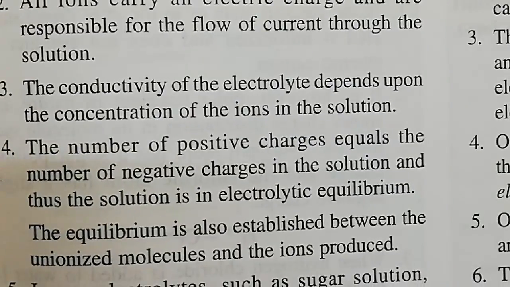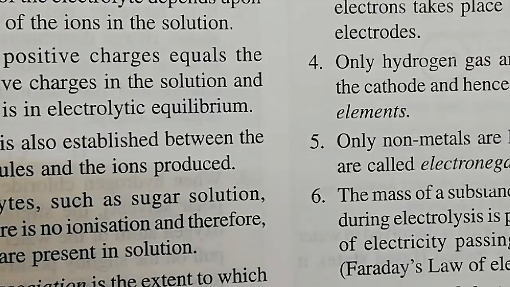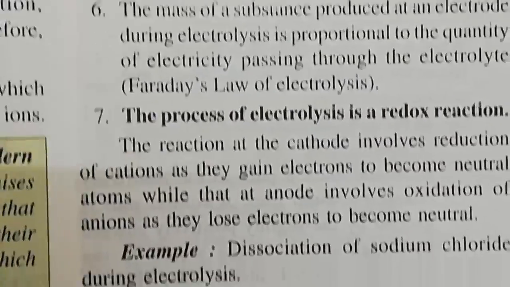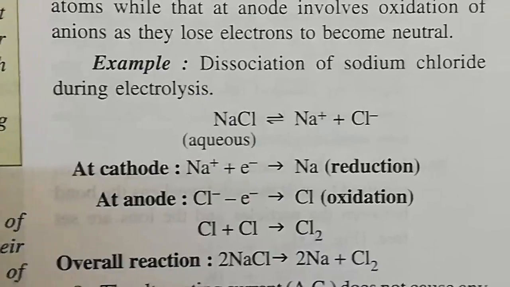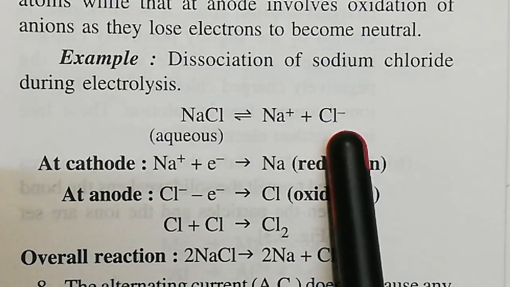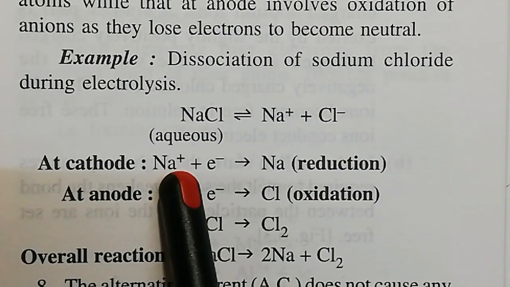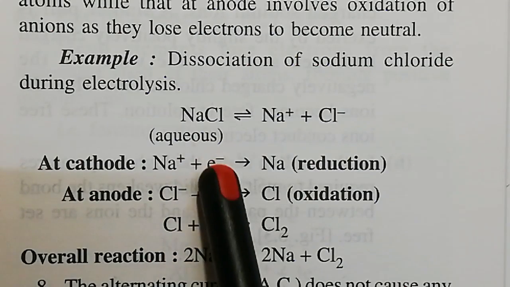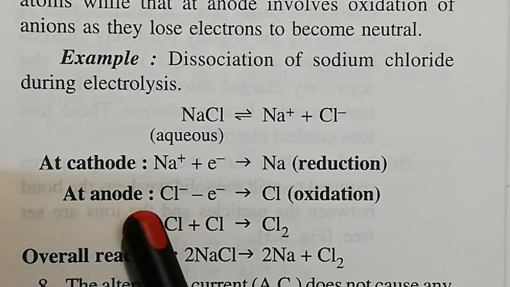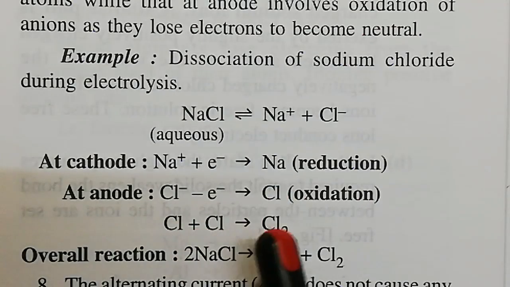Okay, so now the characteristics of electrolysis. We will understand the characteristics of electrolysis taking one example at page number 105, right column at the bottom. Say the electrolysis of aqueous NaCl, sodium chloride, is carried out. What will happen? At the cathode, the sodium ion takes up an electron to form Na, that is a reduction process. At the anode, the chloride ion loses one electron to form Cl, and 2 Cl combine to form Cl2 gas.